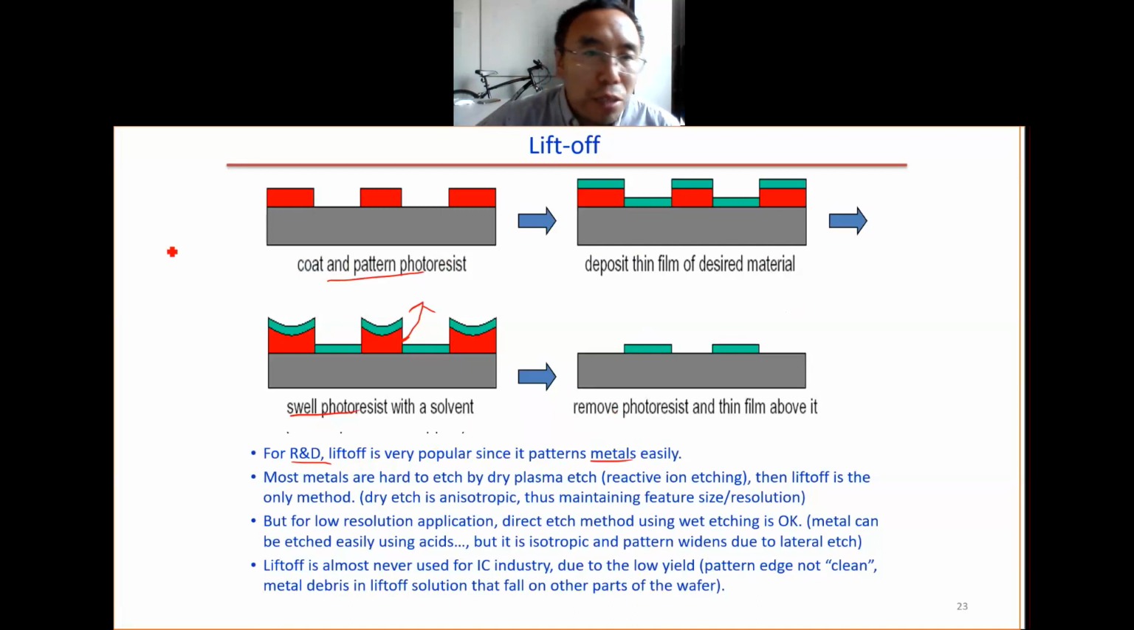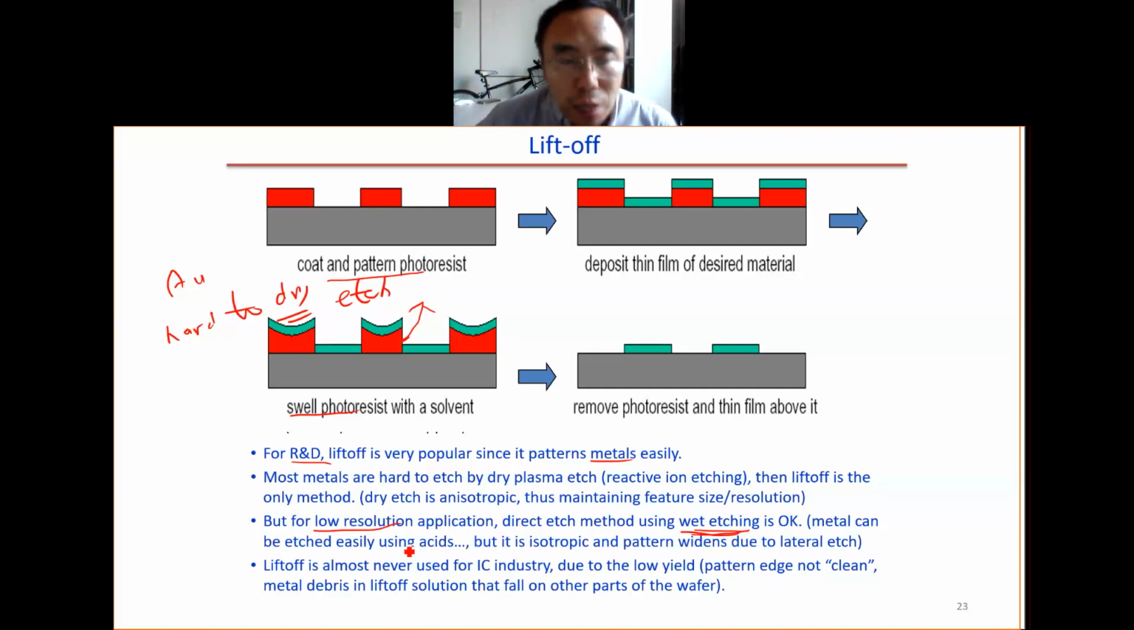Very popular because it can pattern metals easily. We know that metals like gold are hard to dry etch, so we cannot use plasma to etch the gold. We can use wet etching of the gold. But wet etching is only good for low resolution because the etching will etch laterally, so this reduces the resolution. For high resolution gold patterning, lift-off is the best.